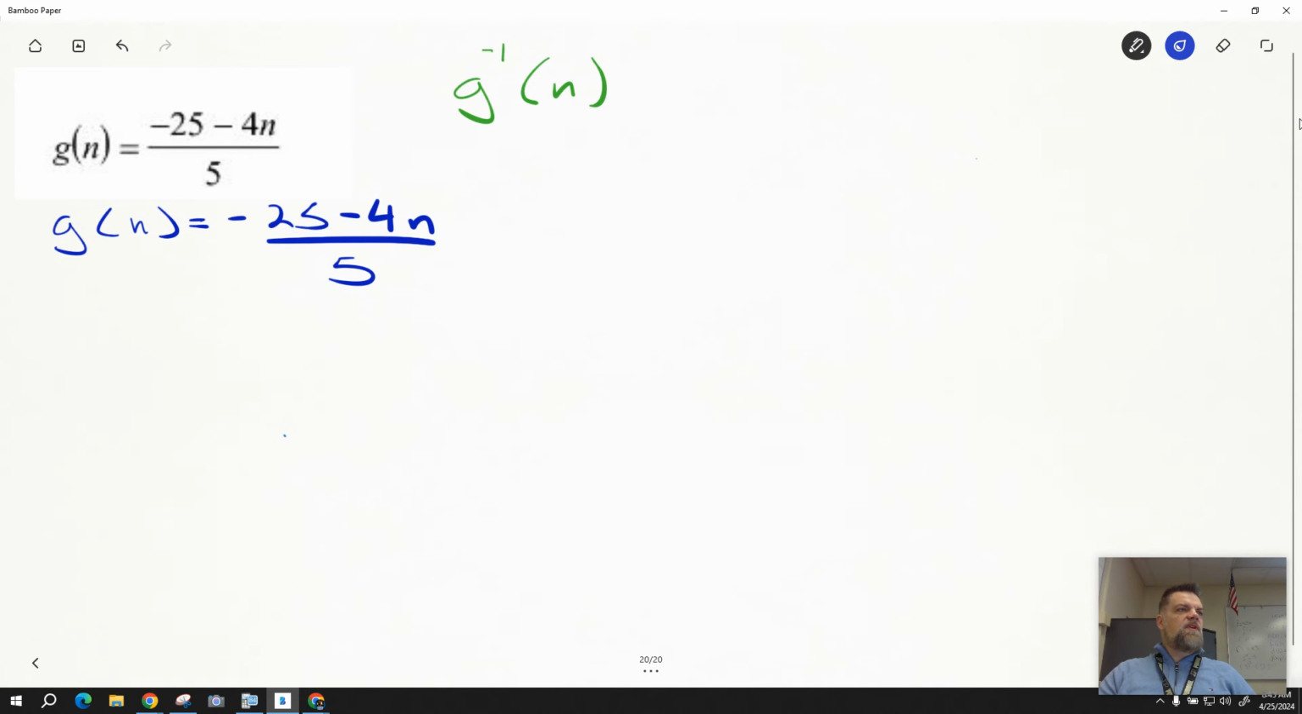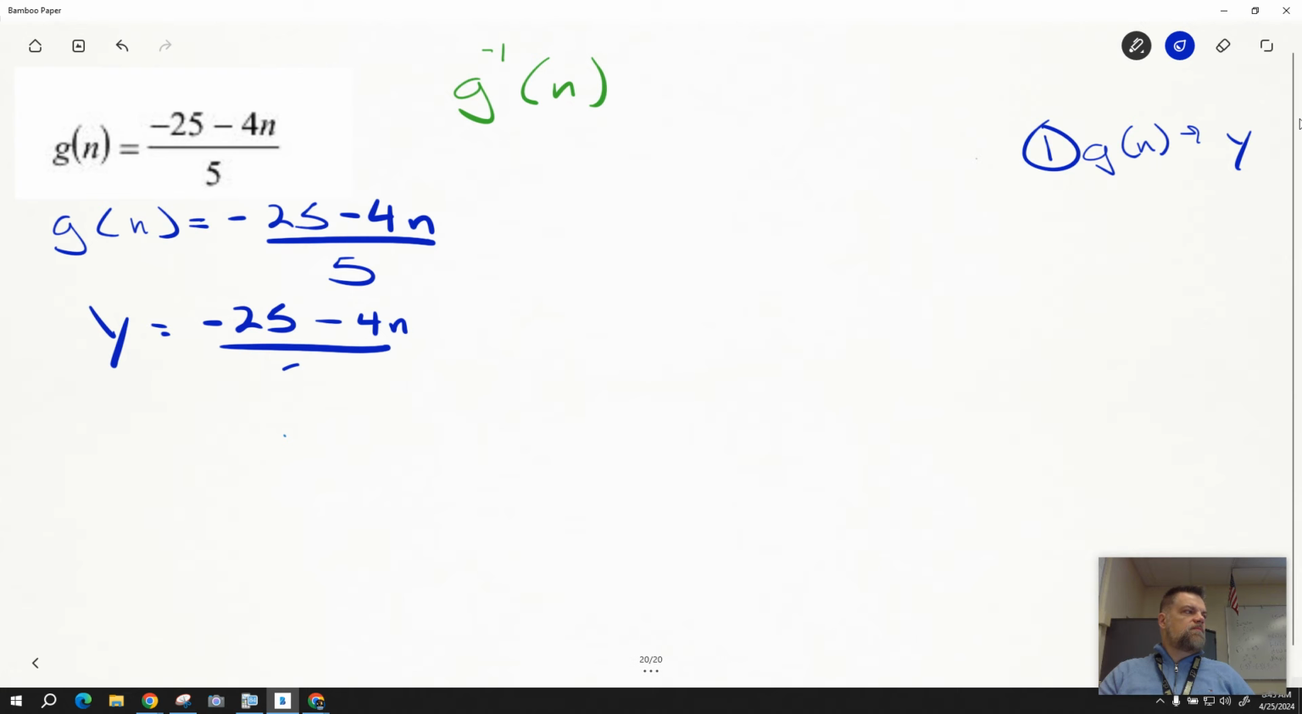So then, what do we do to find the inverse? Well, to find the inverse, the first step is, in this particular case, wherever there's g of n, we're going to replace it with y. What's the next step? We're going to solve for n.